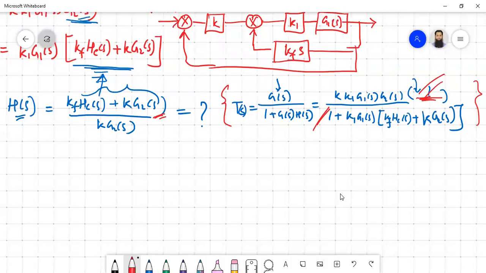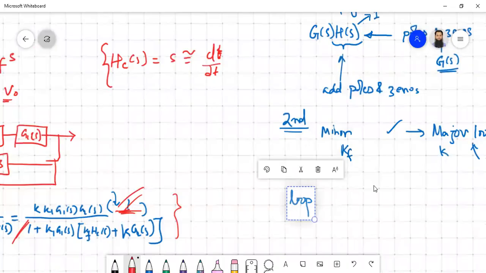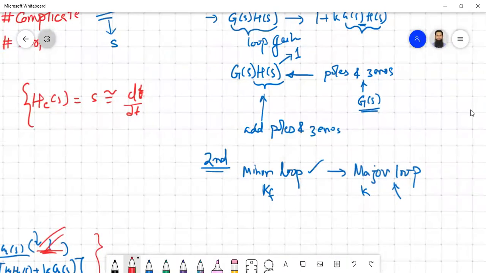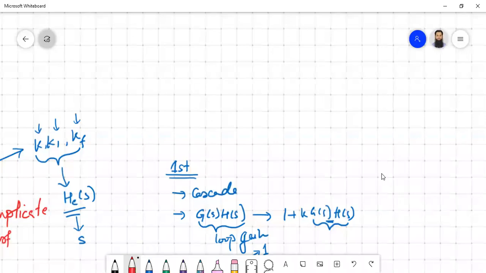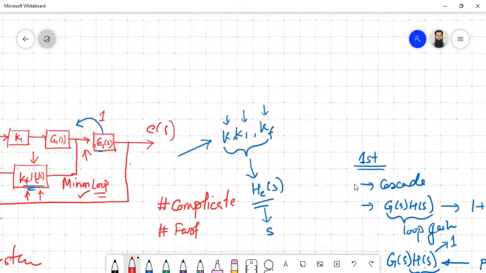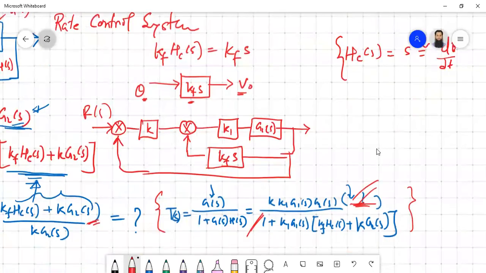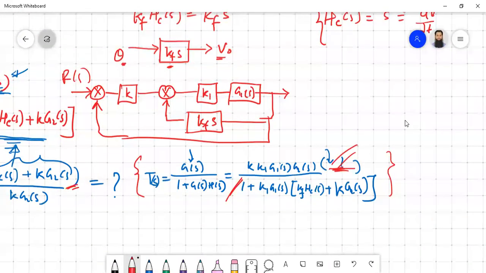Okay, so let us go with a simple example. From the generic diagram that we have, say for the rate compensation. So yeah, here it is. For this one, say they have given you the two conditions that G2(s) is 1, and it is a rate compensation.